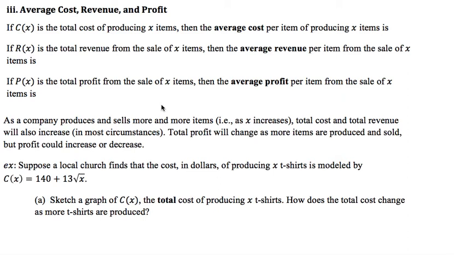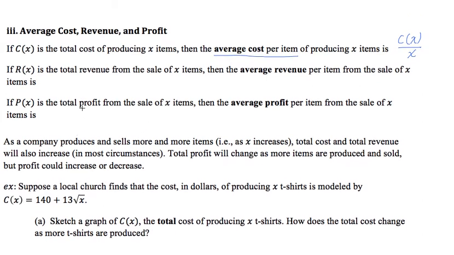Okay, average cost, revenue, and profit. So we're going to let capital C of X be the total cost of producing X items. If that's the case, then the average cost per item of producing X items is given by C of X over X. And it might be easier to understand if we put some numbers on it.